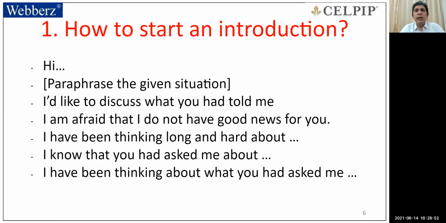So we can start by saying, hi, and you have to paraphrase the situation. I'd like to discuss what you had told me. I'm afraid that I do not have good news for you. I have been thinking long and hard about. I know that you had asked me about something. I have been thinking about what you had asked me.